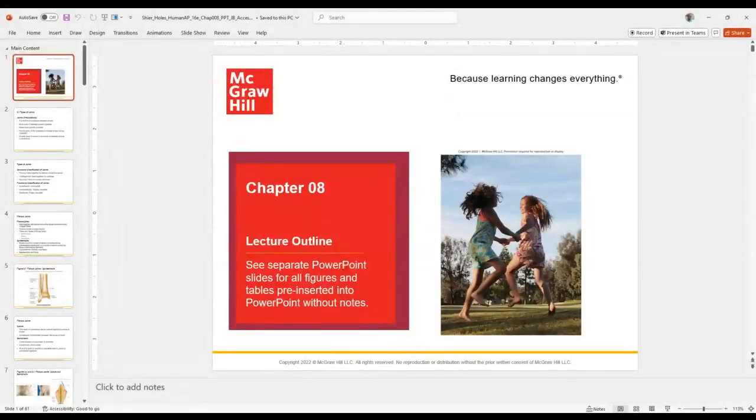And that, my friends, is the chapter on articulations or joints.